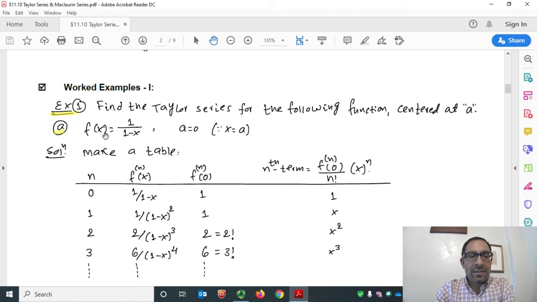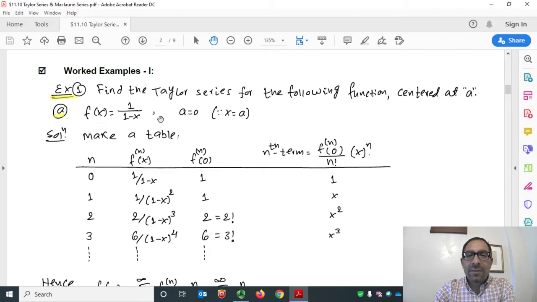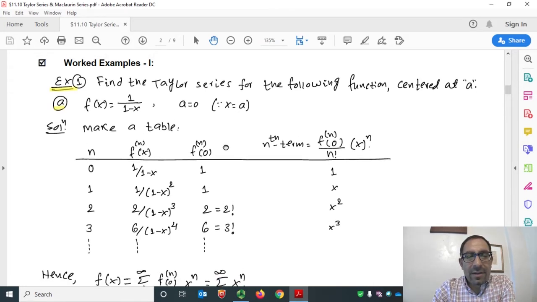Question part A: the given function is 1 over 1 minus x and the center is the origin. That means we are finding the Maclaurin series of 1 over 1 minus x. Great, so let's begin the solution. Make a table and represent the number of derivatives.